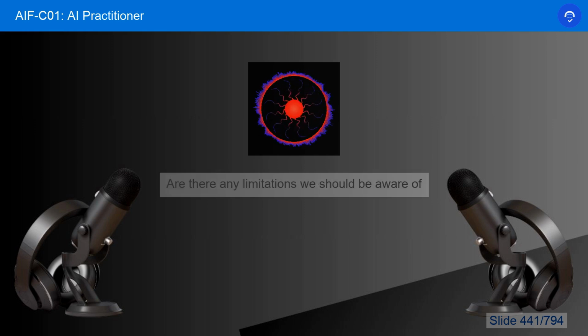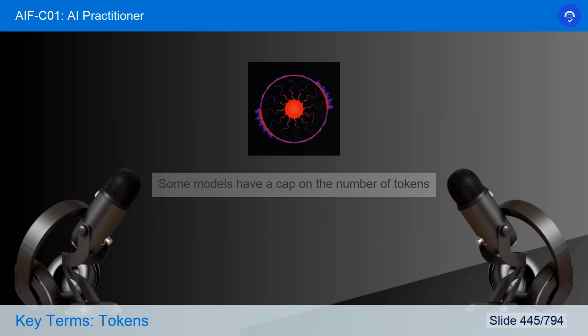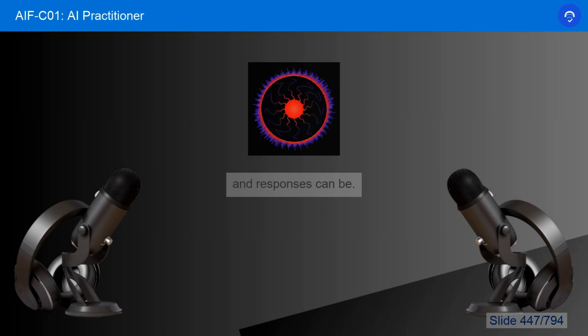Are there any limitations we should be aware of when we're working with these models? Absolutely. One key thing is the limit on the length of inputs and outputs. Some models have a cap on the number of tokens they can process, which affects how long your prompts and responses can be. That makes sense. We need to keep those limits in mind when we're designing our applications. You got it.